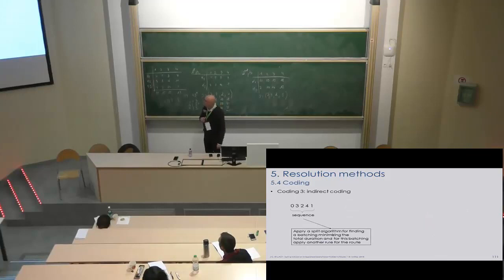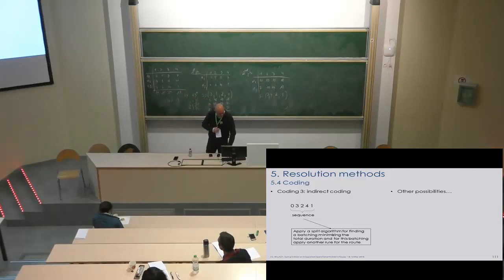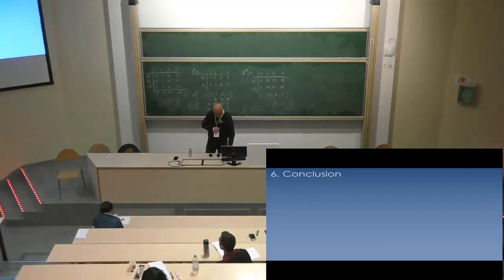You can imagine also another indirect coding with only the sequence of jobs, and then you apply, for example, a split algorithm to find for this fixed sequence the best batching and delivery for the jobs. It's heuristic. Of course, there are a lot of other possibilities.